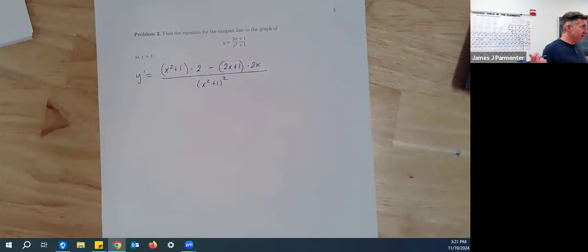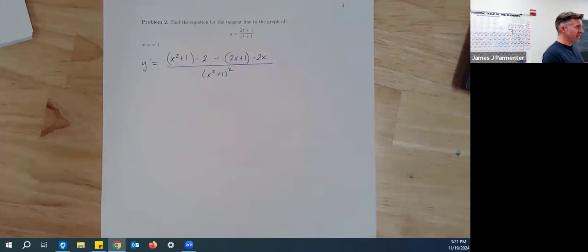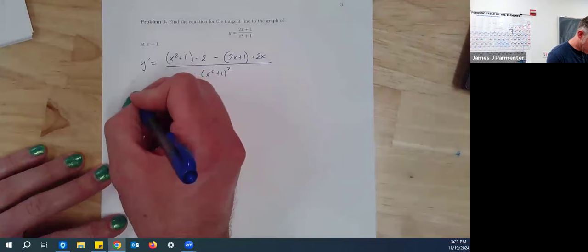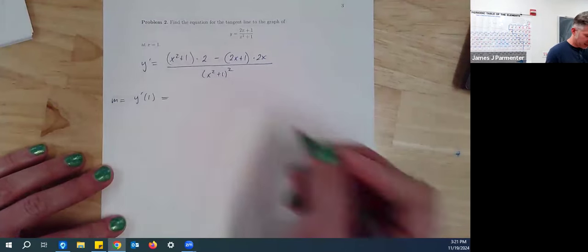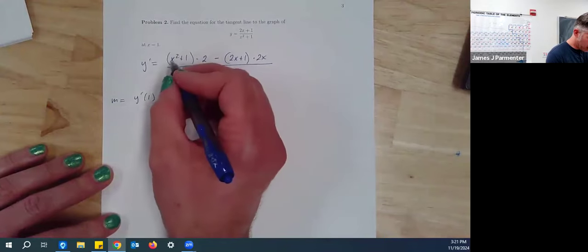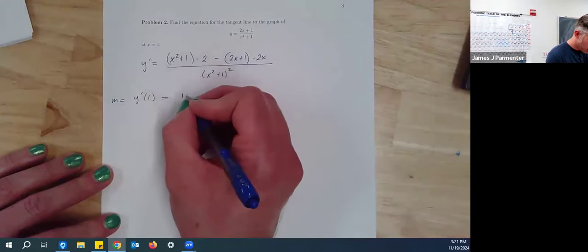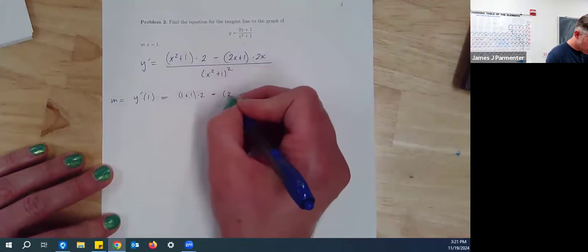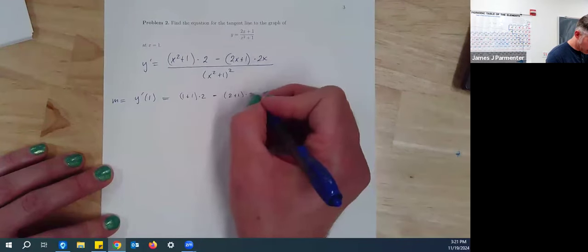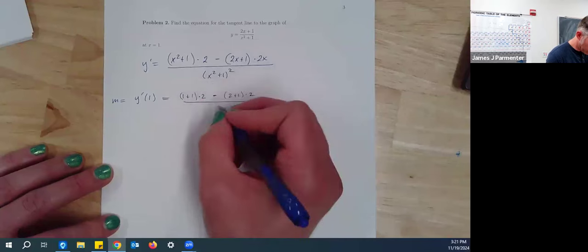I don't need to simplify this. Even if I was asked to simplify in general, there's no reason to simplify this because I'm not trying to find the derivative simplified. I'm trying to find the slope of the tangent line. So if I plug in 1, then the slope of my tangent line at the point x equal to 1 is going to be 1 squared plus 1 times 2 minus 2 plus 1 times 2 times 1 all over 1 plus 1 squared.